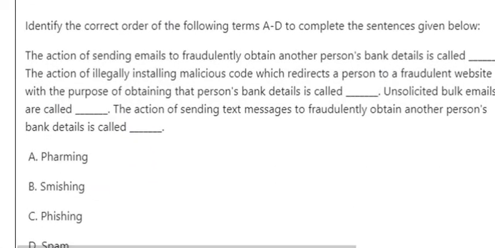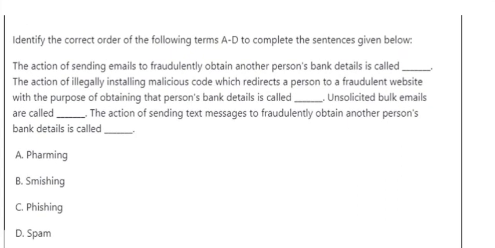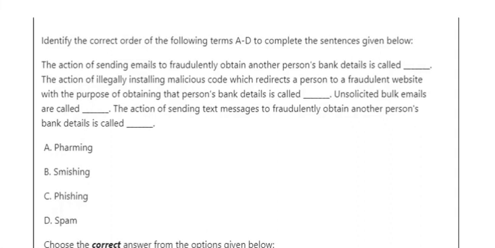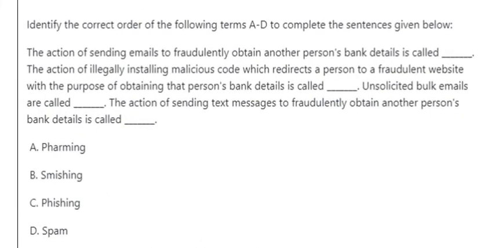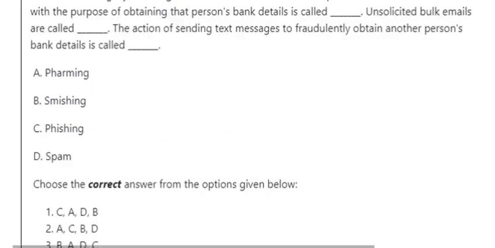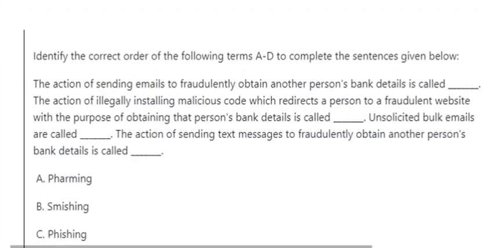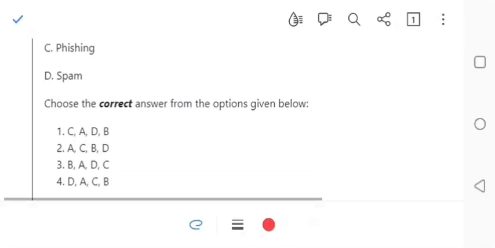Next, 32. Identify the correct order of the following terms A to D to complete the sentence given below. So it will be a little bit long. Let me read it. The action of sending emails to fraudulently obtain another person's bank detail is called dash. The action of illegally installing malicious code which redirects a person to a fraudulent website with the purpose of obtaining that person's bank detail is called dash. Unsolicited bulk emails are called dash. The action of sending text messages to fraudulently obtain another person's bank detail is called dash. Farming, smishing, phishing, spam. So these are the options for question number 32. Correct answer will be number A. That means CADB will come.